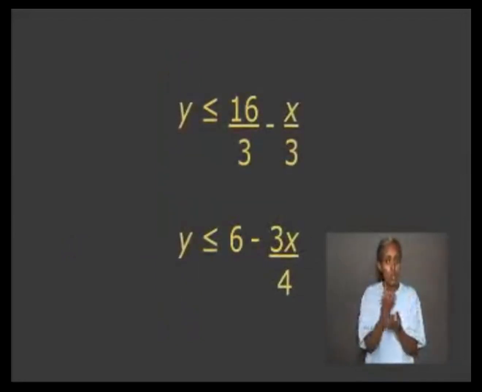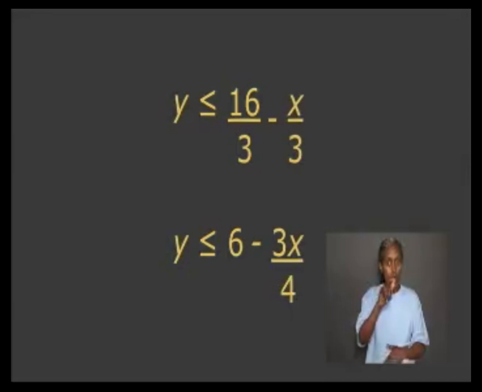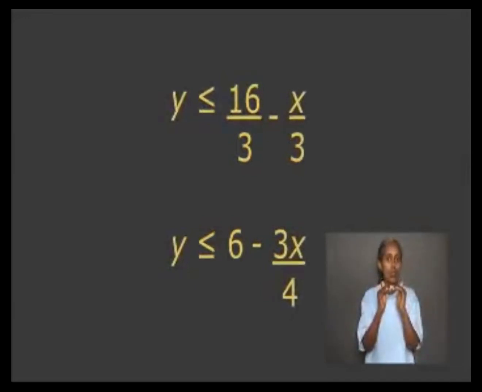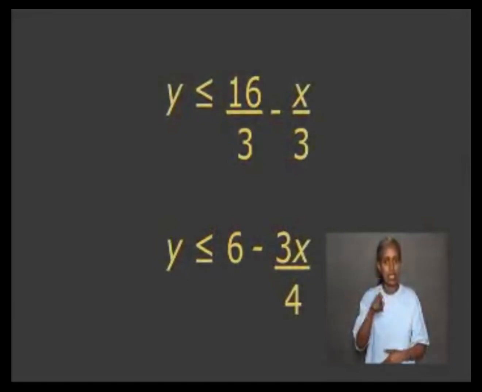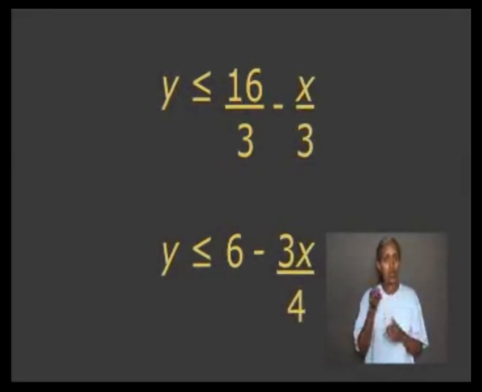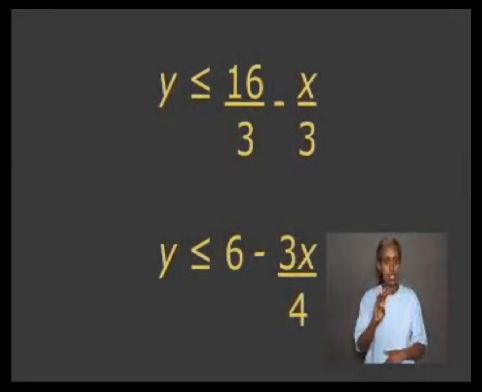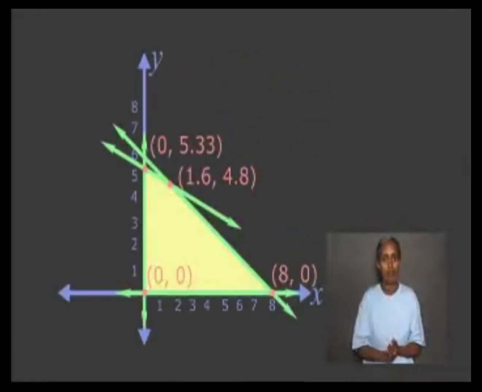When we solve them for y, they are y ≤ 16/3 − x/3, and y ≤ (24 − 3x)/4, that is, 6 − 3x/4. Here is the graph of each function. As a result, we can see the solution to the system of inequalities.